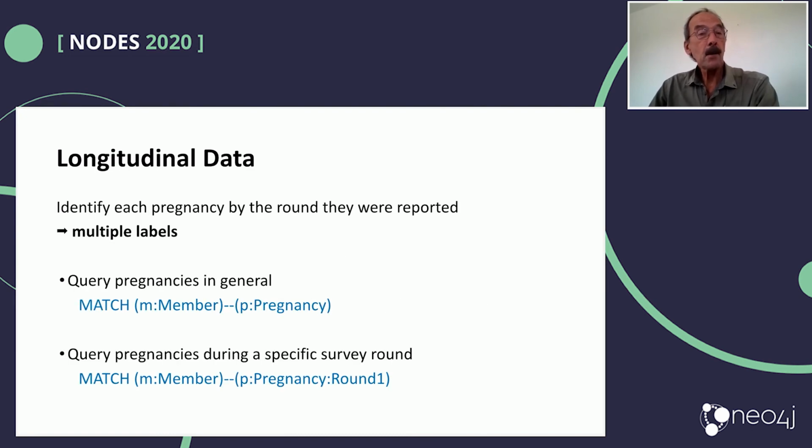Now we need a way to identify the pregnancy by the round they were reported. Our solution was to use multiple labels. So any pregnancy gets a pregnancy label, and in addition, it gets a label for the round when it was reported. So later on, we can query by pregnancies in general or pregnancies in a specific round.